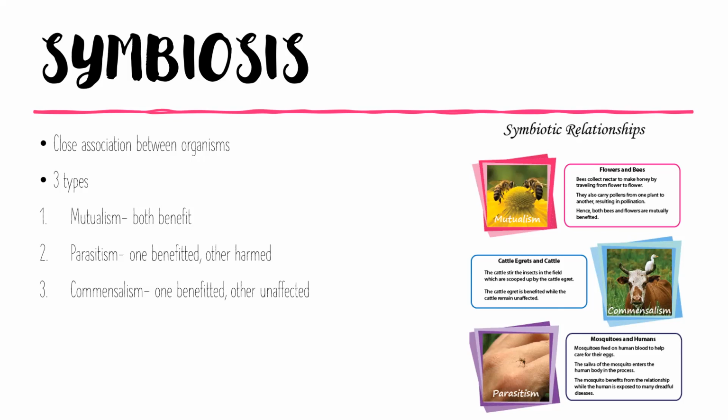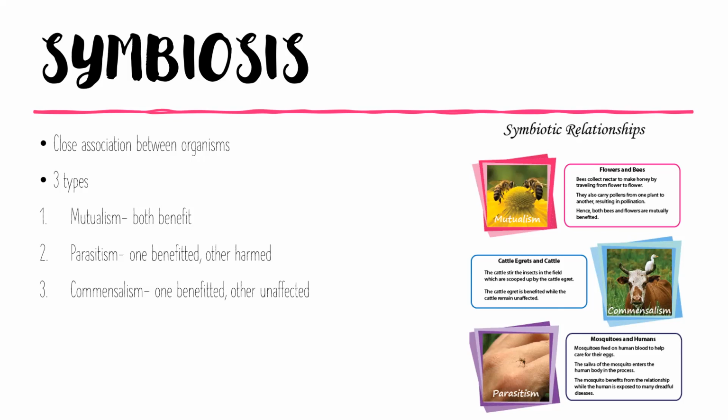Now, the third type of symbiosis is commensalism, when one of the organisms is benefited, whereas the other remains unaffected. The other organism is not going to be benefited, nor is it going to be harmed. So it stays unaffected by whatever relationship is between them. An example of this is the cattle egrets and cattle. The cattle egret is benefited because the insects in the field are scooped up by the cattle egret, but the cattle does not get harmed by that feeding.